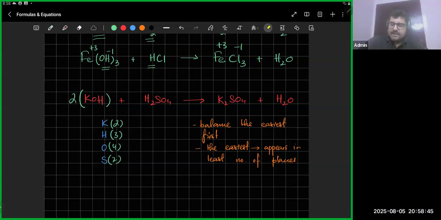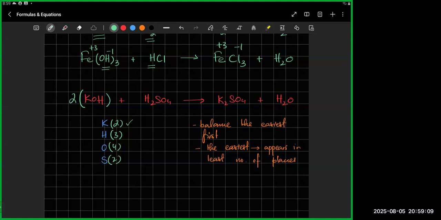That just means you've got two compounds of potassium hydroxide. But potassium is balanced now. There are two potassiums. There was one over here, but I multiplied it by 2, so that is 2 as well, right? So the first one, the easy one, is balanced. Is this clear?